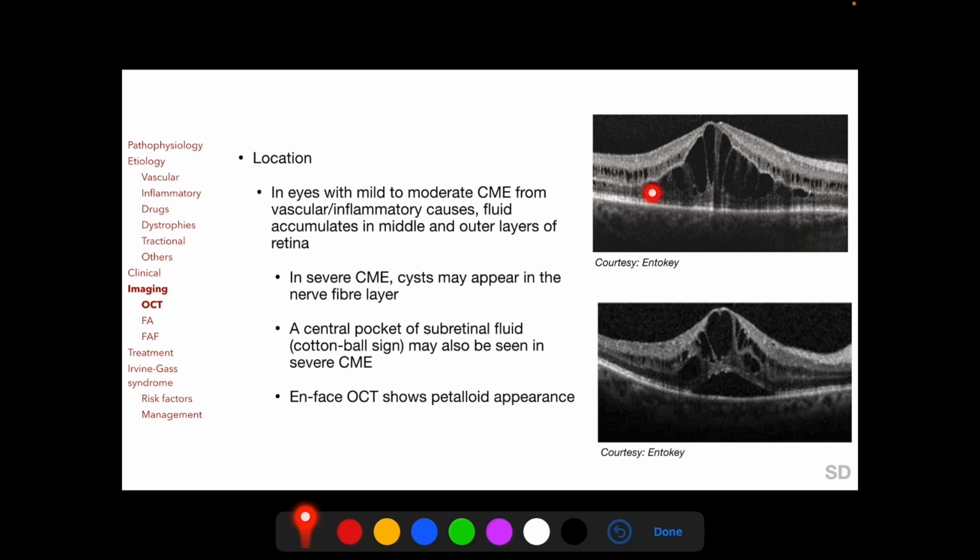The outer layer is the outer plexiform layer and the middle layer is the inner nuclear layer. In severe CME, cysts may appear in the nerve fiber layer also. A central pocket of subretinal fluid called the cotton ball sign may also be seen in severe CME.